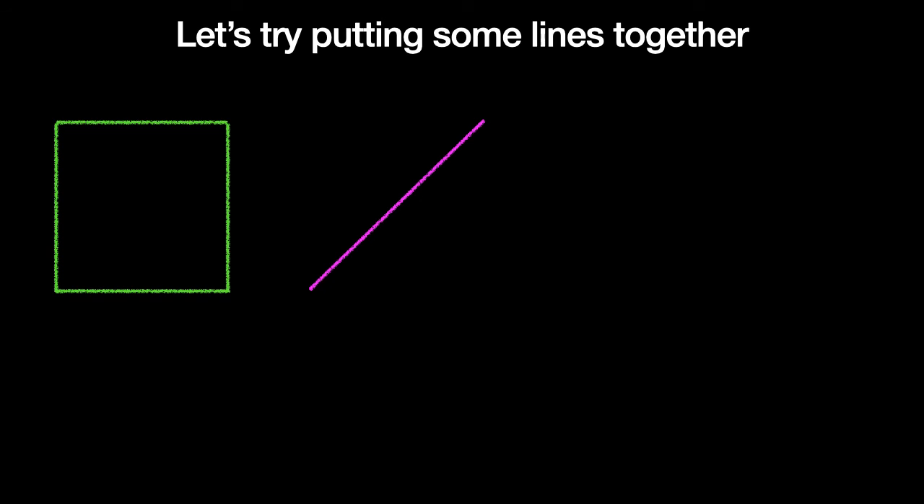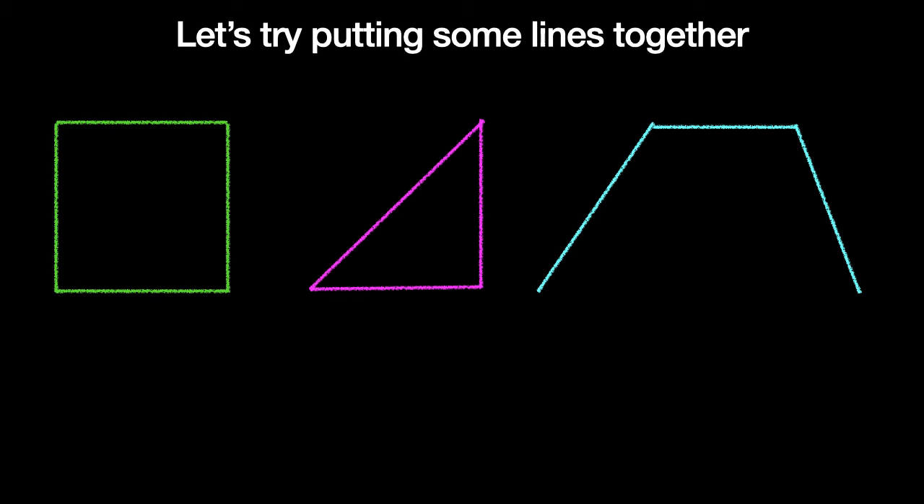Now let's try putting some of these lines together. Here we go. We'll just use some straight lines. 1, 2, 3. Right now, we have 3 straight lines. But if I use another straight line and close them all together, I end up with a shape. Let's try this one. We have a line, and if I close them, we end up with another shape. One more time. Line, line, line, and if we close them, we end up with another shape.